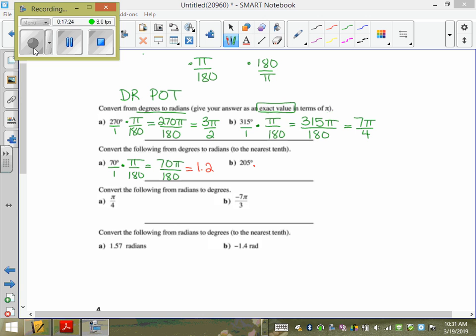So we're going to multiply by pi over 180. We're going to type in 205 pi divided by 180. And what do we get to the nearest tenth?